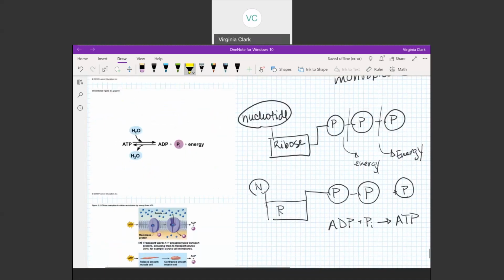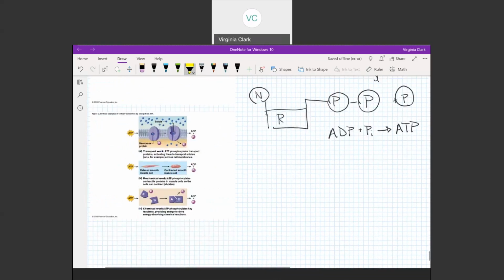So that is what's happening, and there's a lovely image here at the bottom. We're going to talk about transport in chapter 3. We're going to talk about mechanical with muscles in chapters 8 and 9, and then we're going to talk about the other one in some of the other chapters. So we will be hitting all of these as well.